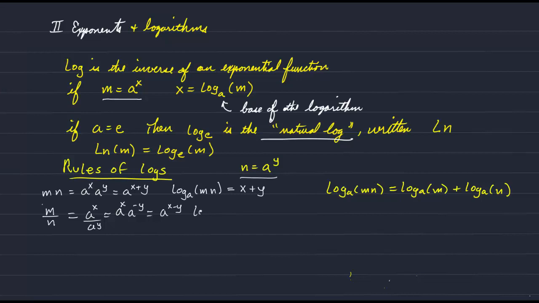So again, if we take the log base a of our quotient, we see that that's equal to x minus y. And so this brings our second rule, and that's the log base a of m divided by n is equal to the log base a of m minus log base a of n.